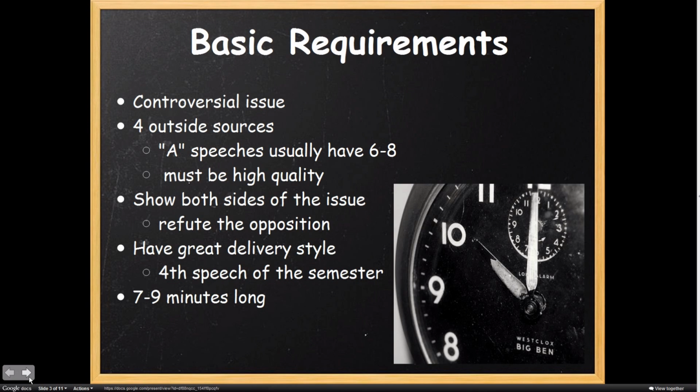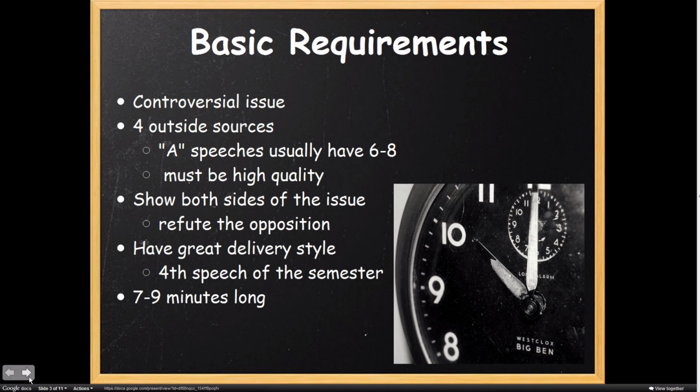Moving on, as I mentioned before, content's going to be important, and we're going to go over that in more detail in a moment, but it is key that when you're doing your research that you have at least 4 high-quality outside sources. Now, I want to add a little disclaimer. In the past, students that have gone higher on that, having somewhere in the range between 6 to 8 sources, are the students that have typically done better. So keep that in mind.